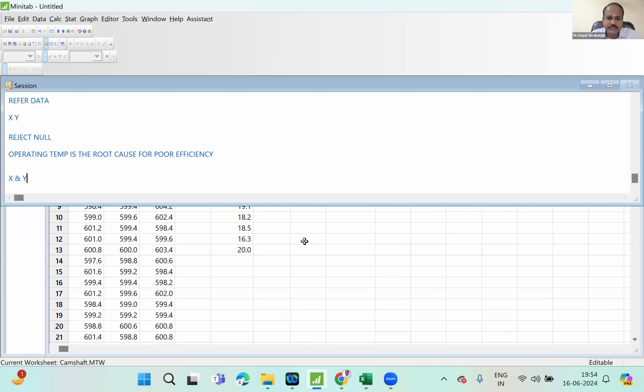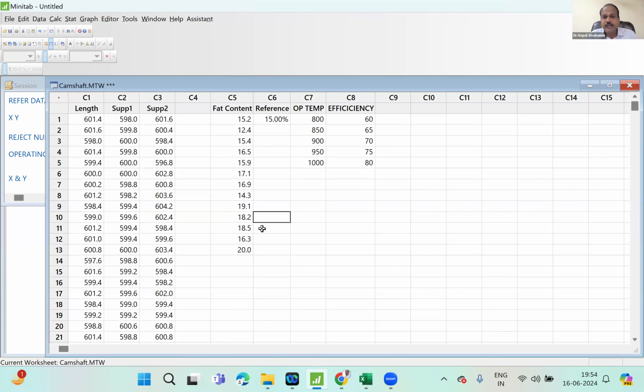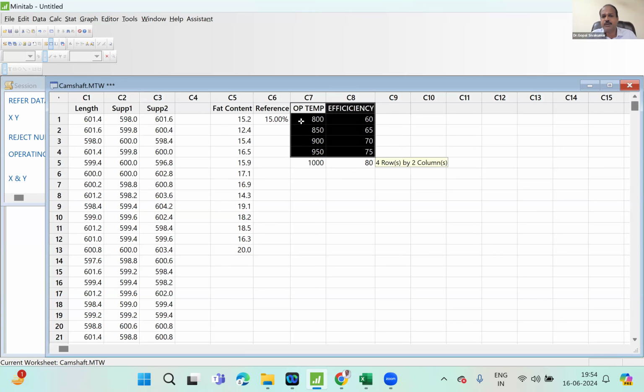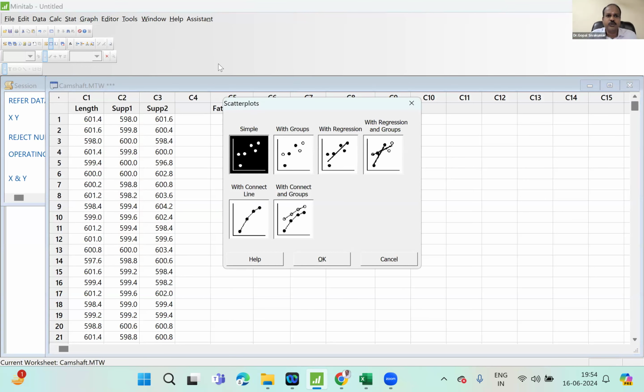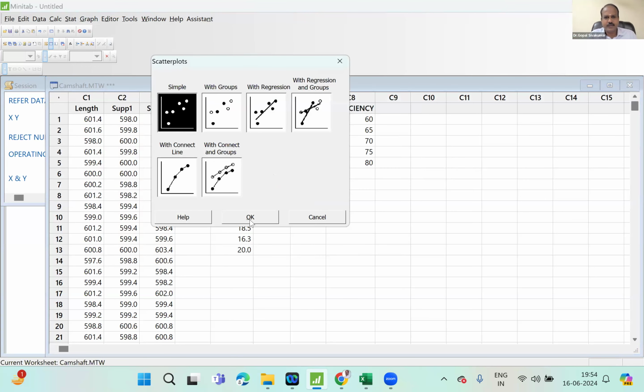So for that purpose, if you have data, you can study the relationship. Let me show you how you can study the relationship. That's why yesterday you studied about the scatter diagram and correlation. Am I right? So let us study the scatter diagram, the relationship between operating temperature and efficiency. Go to graph, go to scatter plot. And now the scatter plot, simple scatter plot.